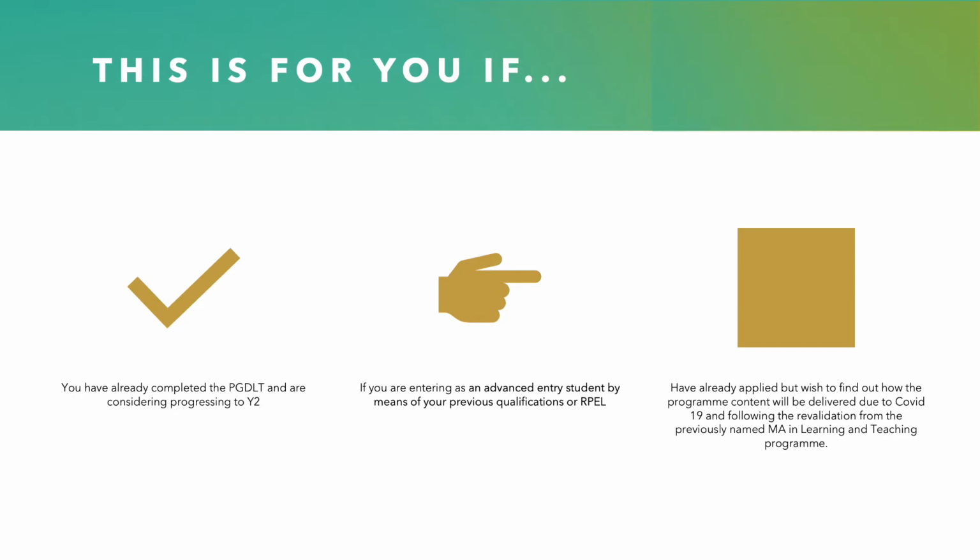It will also be useful to those of you who have been approved for advanced entry to the programme. That means you're exempt from Year 1, you're entering straight into Year 2. That's usually because you've completed our postgraduate diploma in learning and teaching or an equivalent programme, or that you've been approved through the process of prior experiential learning and are now entering the programme at Year 2.